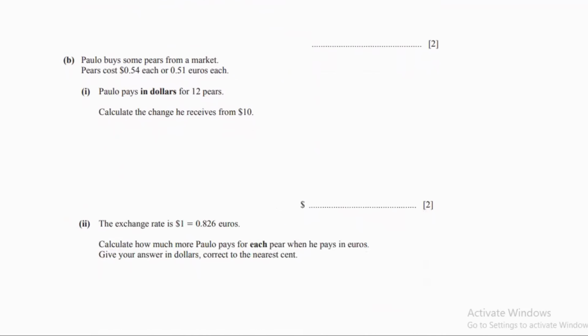The next question is something related to currency. Paulo buys some pears from a market. Pears cost $0.54 each, or 0.51 euros each. Paulo pays in dollars for 12 pears. Calculate the change he receives for $10.